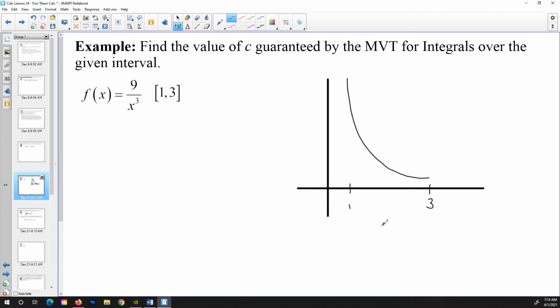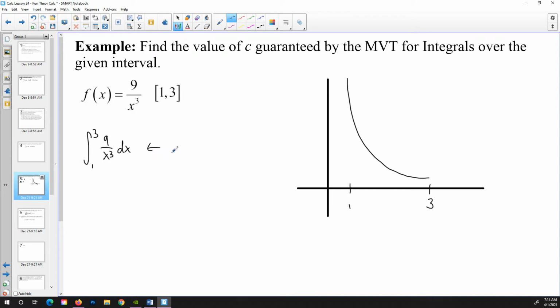So what are we going to do? Well, first thing I'm going to do is integrate this thing, and I'm going to use the definite integral. And so we'll be using the fundamental theorem of calculus here for the first time. So I'm going to integrate from 1 to 3 of 9 over x to the third dx.